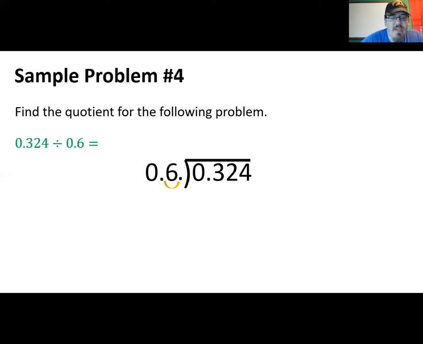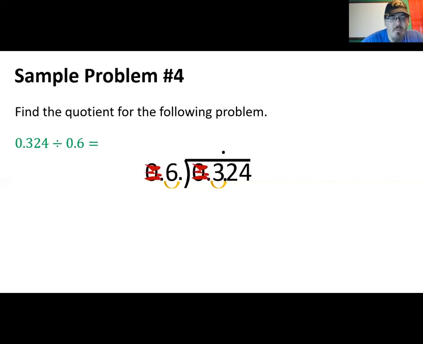In this case, we have to move the decimal point one space to get it all the way to the right. What you then do to keep the problem equivalent is move the decimal point on the inside number the same number of spaces. So since we moved it one space on the outside, we move it one space on the inside. The decimal point then goes directly above that new location in the answer. Okay, goes directly above in the answer. Now we've got our decimal point situated. Now we just divide like normal.